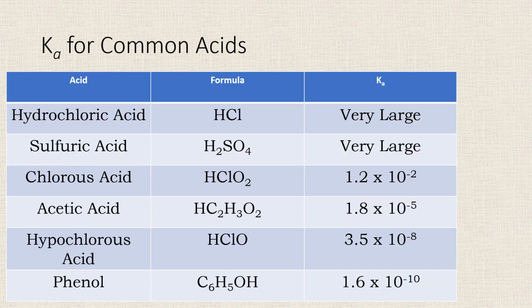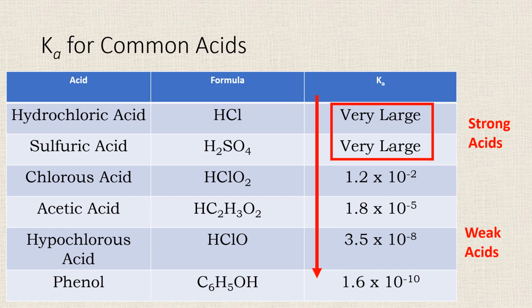Here's an example of a table with some common acids listed along with their formula and Ka value. Strong acids are on the top of the table, and decreasing Ka value puts weaker acids at the bottom of the table. One thing that stands out is that the strong acids have Ka values that are simply listed as very large.